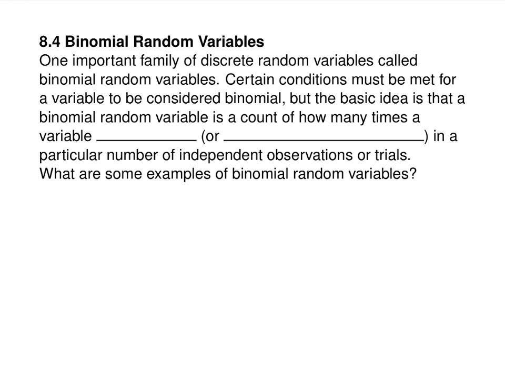But the basic idea is that this is a count of how many times a variable occurs or does not occur. And you see in the word binomial, this prefix bi meaning two. So what this means is you have lots of trials and there are two possible outcomes, like win-lose, boy-girl, heads-tails. Does that idea make sense? You are this thing or you're not that thing. There are two things.